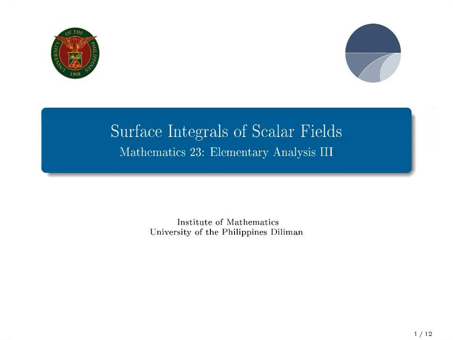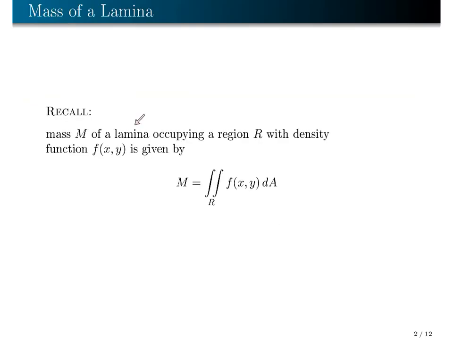Okay, here we go. Suppose we have a lamina in the shape of region R that is not necessarily homogeneous. That is, the density varies among the points of the lamina and is given by the density function f of xy. Recall from the lecture on applications of double integrals that the mass m of the lamina is given by the double integral of f of xy dA over the region R.